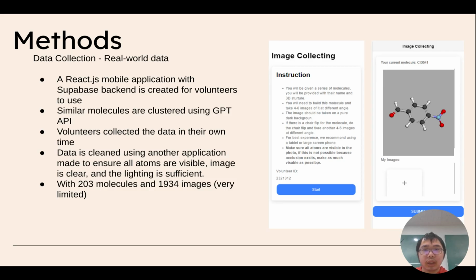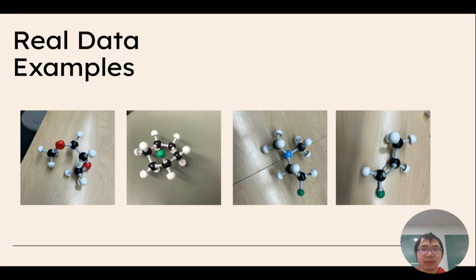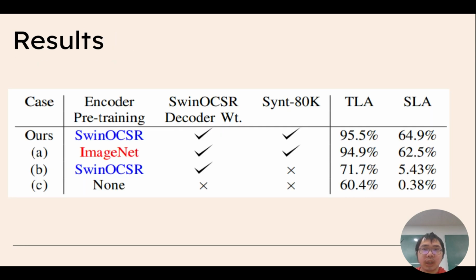So we built another application for another group of volunteers to clean the data. At the end, we have 203 molecules and 1,933 images. This is the first version. It's very limited, so we need to construct an algorithm, a model, that will work with limited data. These are some real data examples.